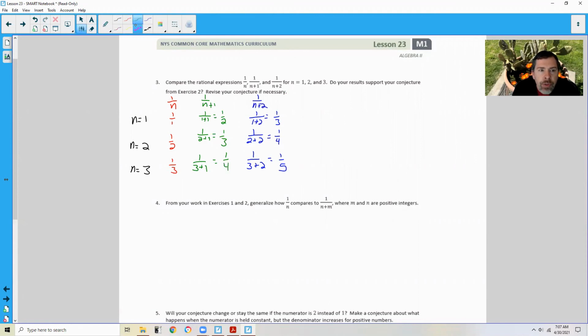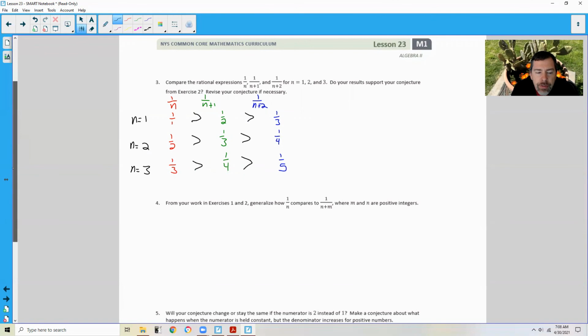Okay, so now if I erase these and get them out of the way, does our conjecture hold true? Well, 1 is greater than 1/2. 1/2 is greater than 1/3, and 1/3 is greater than 1/4. 1/2 is greater than 1/3, 1/3 is greater than 1/4, and 1/4 is greater than 1/5. So it says, do the results support your conjecture? And the answer is yes. As the denominator increases, the actual entire ratio value decreases.